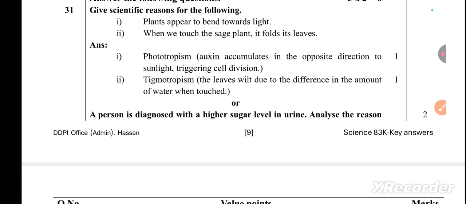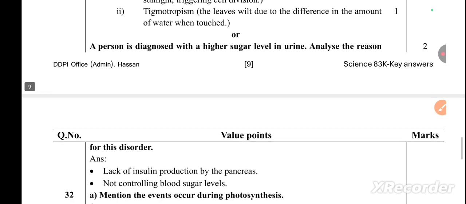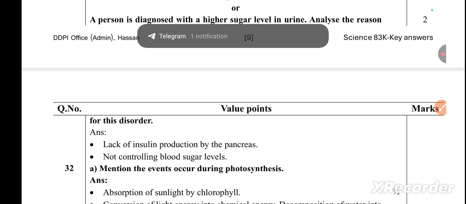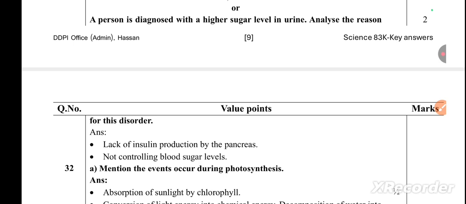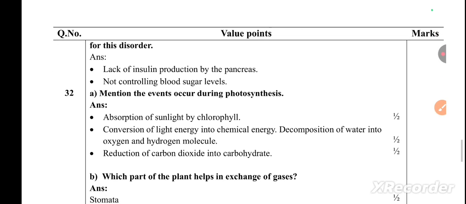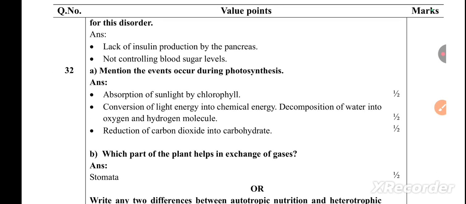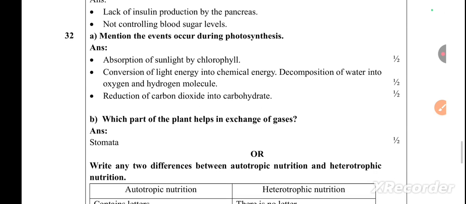Then second one, when we touch the sensitive plant, it folds its leaves. It's thigmotropism. The leaves wilt due to a difference in the amount of water when touched. For this question, they asked another R type question. A person is diagnosed with a higher sugar level in urine. Analyze the reason for this disorder. Lack of secretion of insulin. Lack of insulin produced by the pancreas, not controlling blood sugar level, consuming more and more sugary things.